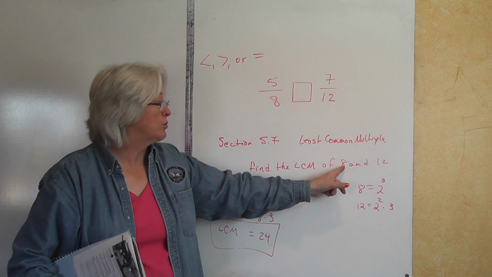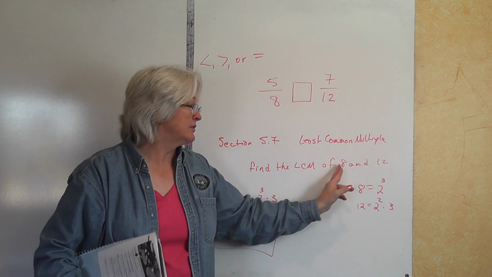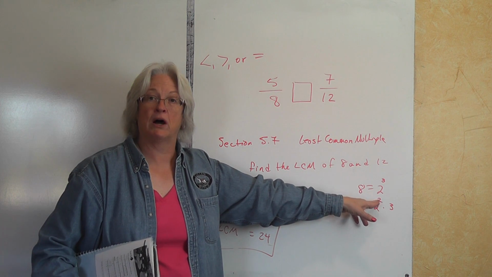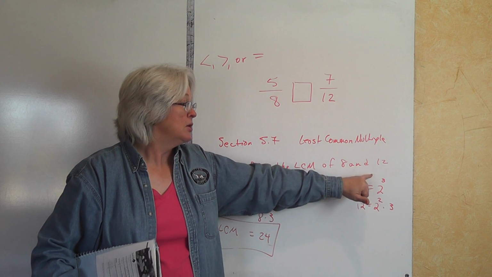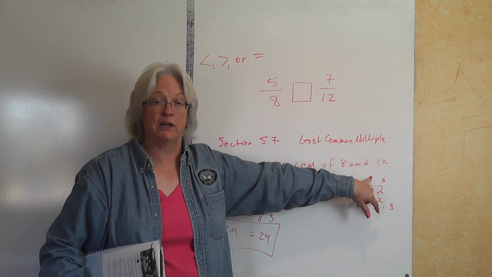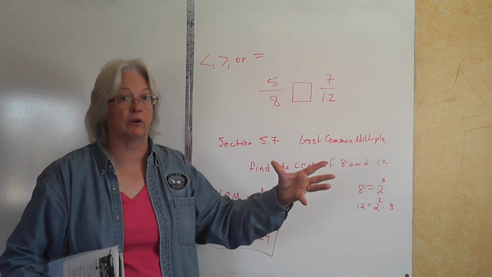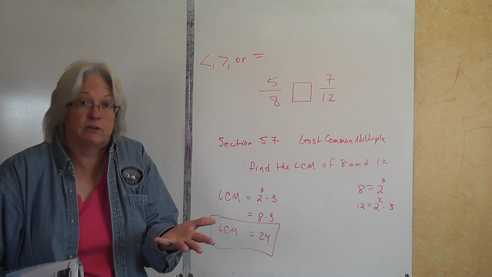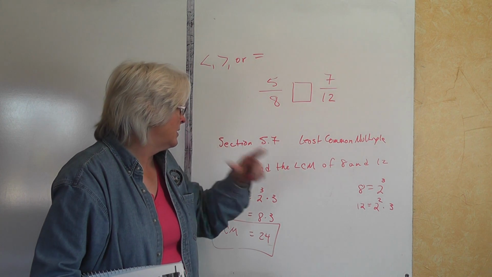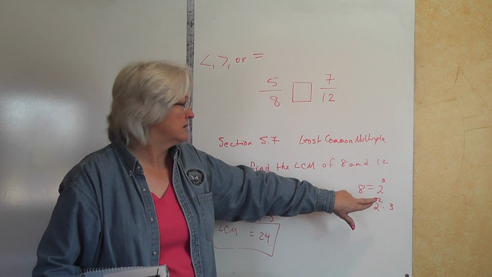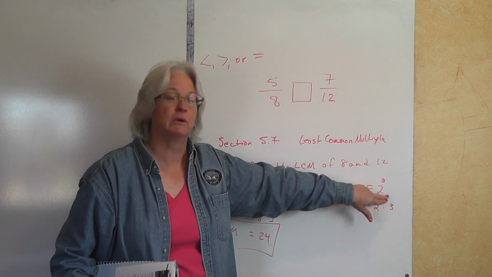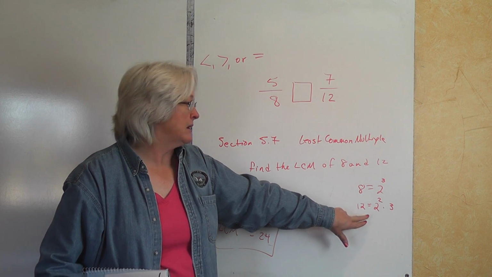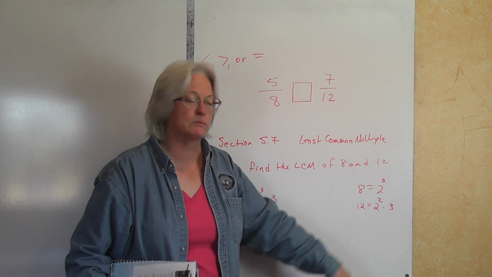What did we do again? First, we prime factored each of our numbers, each of our denominators here. And we wrote that prime factorization using exponential notation. See, it's all full of vocabulary. If you've lost the vocabulary, go back and review it, because you've got to have it to be able to understand what I'm saying. We prime factored 8 and saw that that was equal to 2 cubed. We prime factored 12 and saw that that was equal to 2 squared times 3.